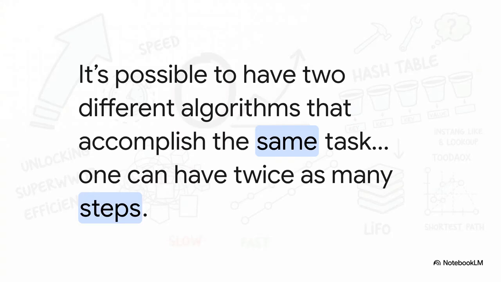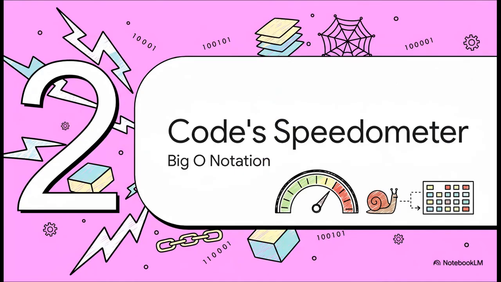And here's the absolute key takeaway. You can have two different recipes that make the exact same bowl of cereal, but one recipe might take 2 minutes while the other takes an hour. The same is true for code. You can have two algorithms that get the exact same result, but one can be thousands, literally thousands of times faster than the other.